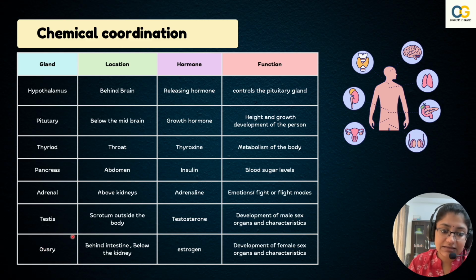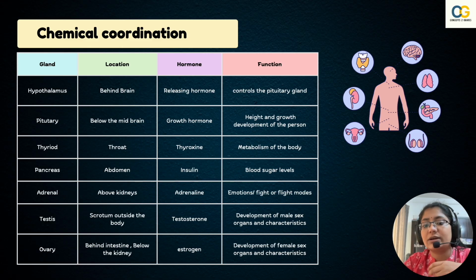In females, there is the ovary. It is present behind the intestine, below the kidneys. So here estrogen is produced, which helps in the female sex organs and its characteristics, like how I'm a girl. Why am I a girl? I'm not growing a beard, my voice is thin. It's all because of where estrogen is produced. I have periods coming. All of those things happen because of the estrogen in our body.